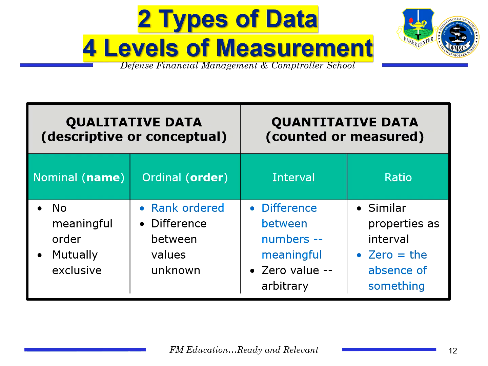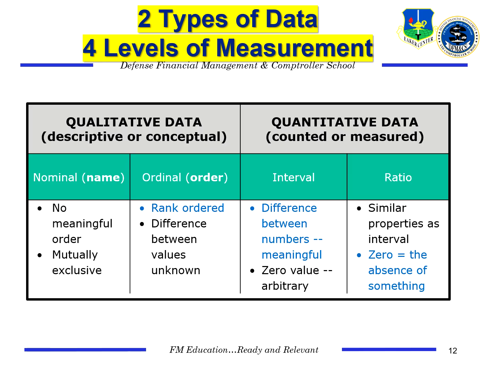There are two types of data with 4 levels of management. The two types of data are qualitative data and quantitative data. Within qualitative data, you have nominal and ordinal. Within quantitative data, you have interval and ratio.